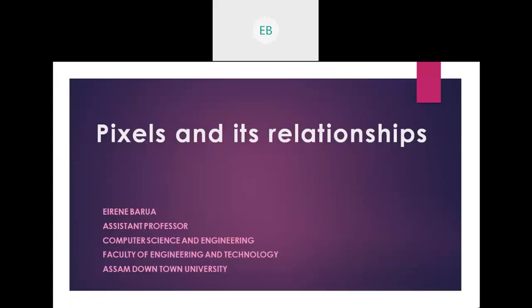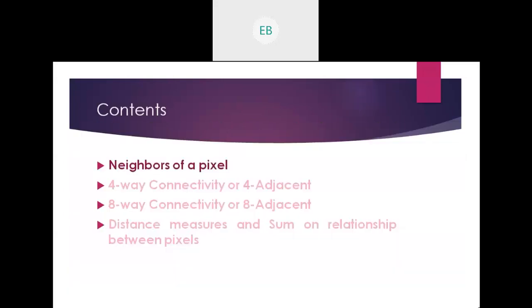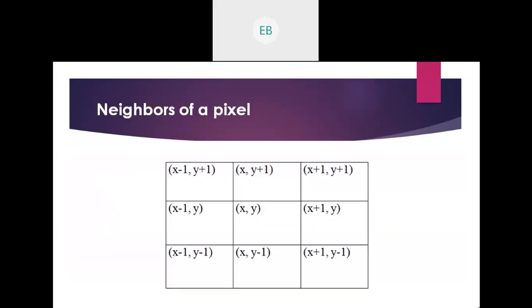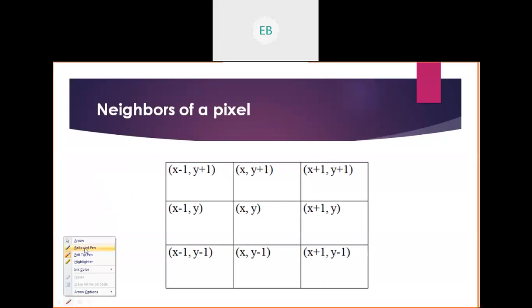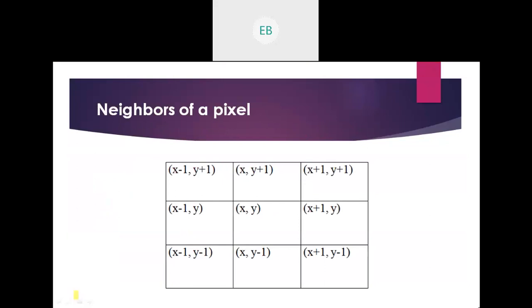So today we'll be discussing topics like neighbors of a pixel again, then four-way connectivity or four adjacent, eight-way connectivity or eight adjacent, then distance measures and some relationships between pixels. Okay, so let's start off with the first topic, that is neighbors of a pixel. You can see here, right?